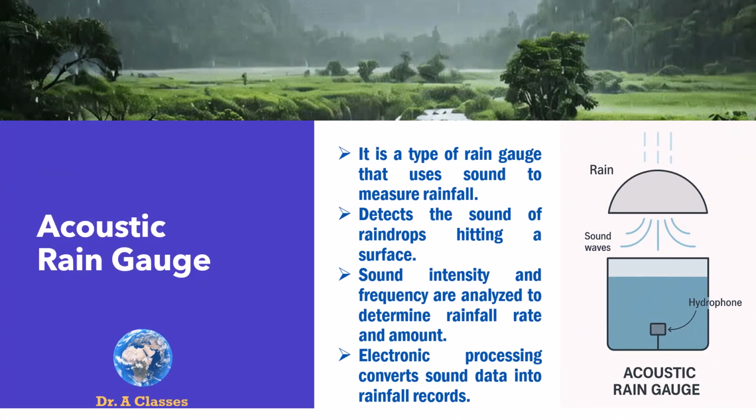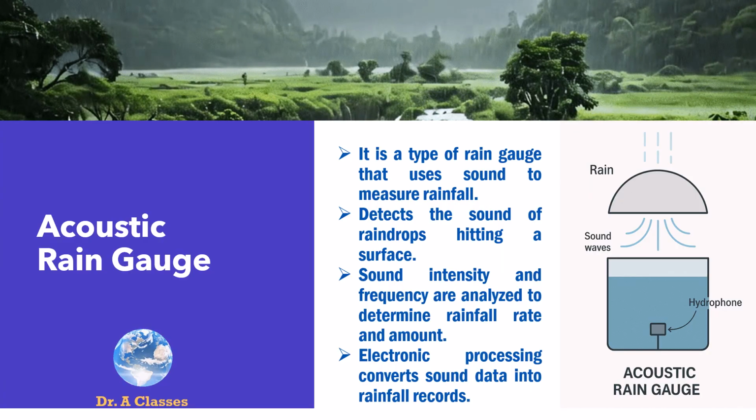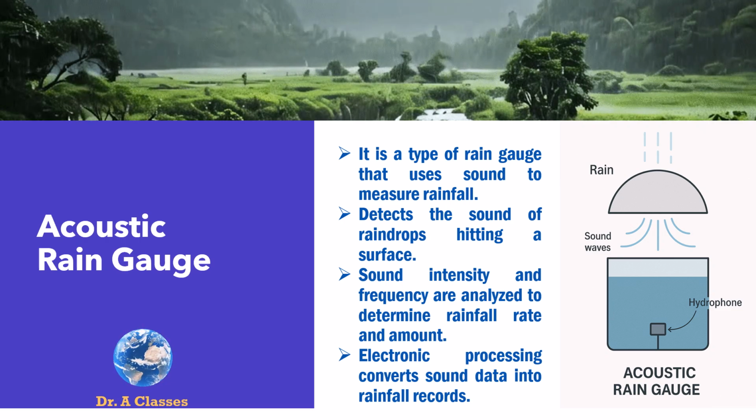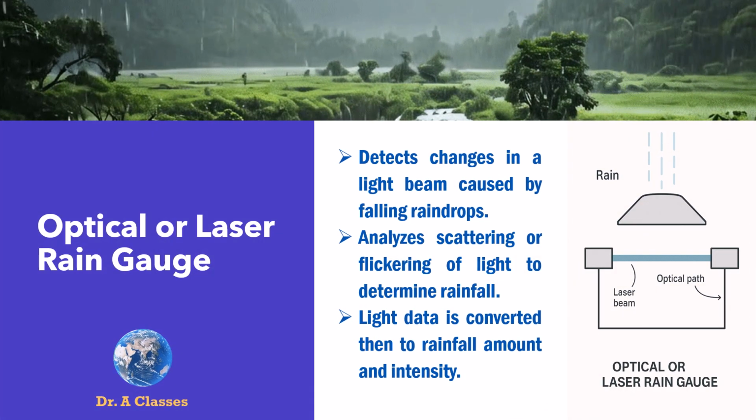Acoustic rain gauge. Acoustic rain gauge is a type of rain gauge that uses sound to measure rainfall. It detects the sound of raindrops hitting a surface. Sound intensity and frequency are analyzed to determine rainfall rate and amount. Electronic processing converts sound data into rainfall records. Optical or laser rain gauge. It detects changes in a light beam caused by falling raindrops, analyzes scattering or flickering of light to determine rainfall. Light data is then converted to rainfall amount and intensity.